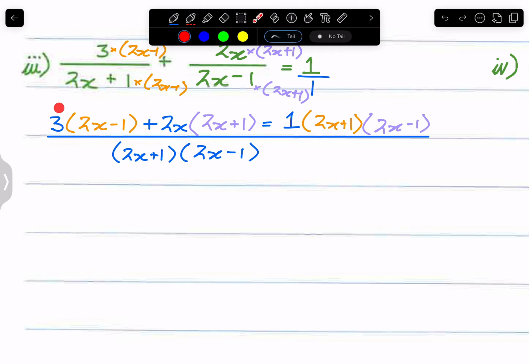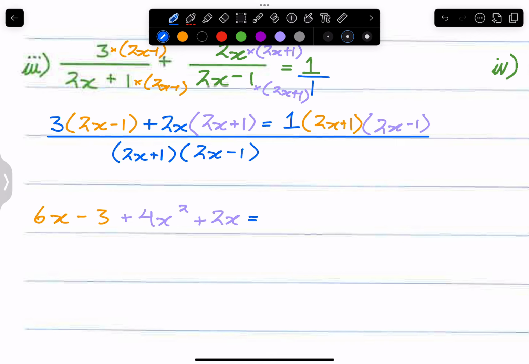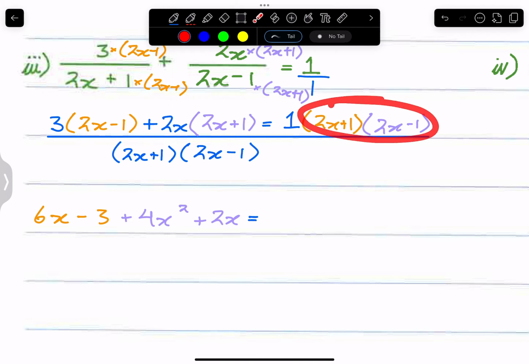So expanding this, 3 times 2x, 3 times negative 1. Those two become 6x minus 3. And expanding this as well. So 2x times 2x, just paying attention, 2x times 2x gives us positive 4x squared. 2x times 1 gives us plus 2x equals, and we expand this group as well.